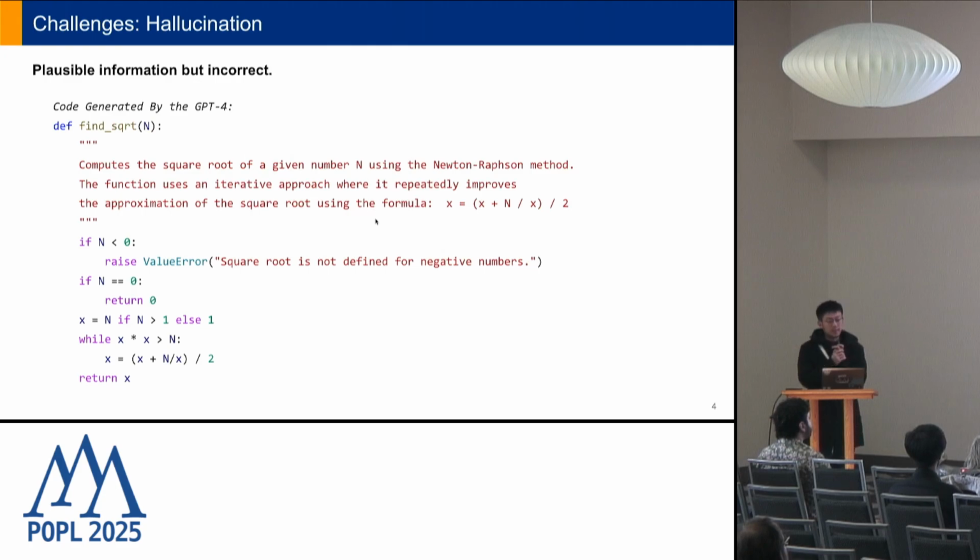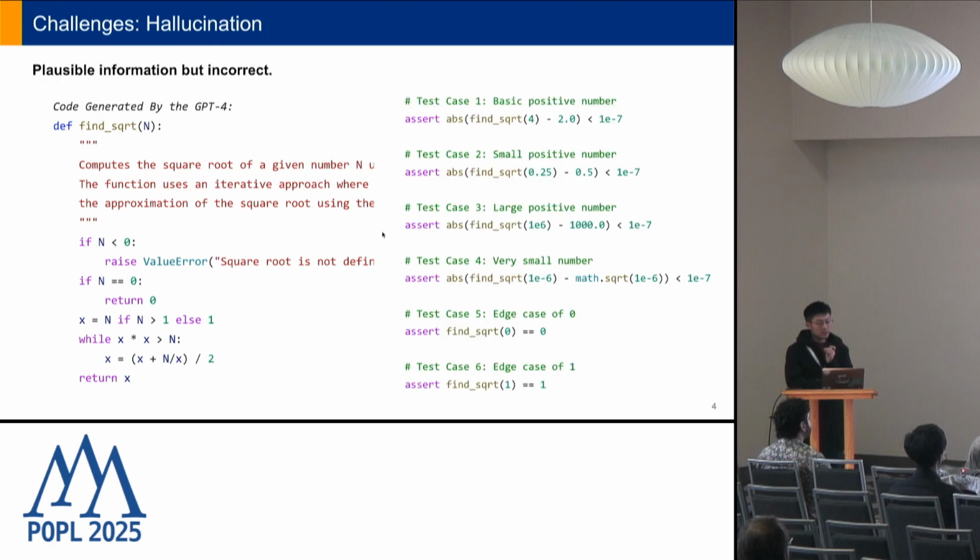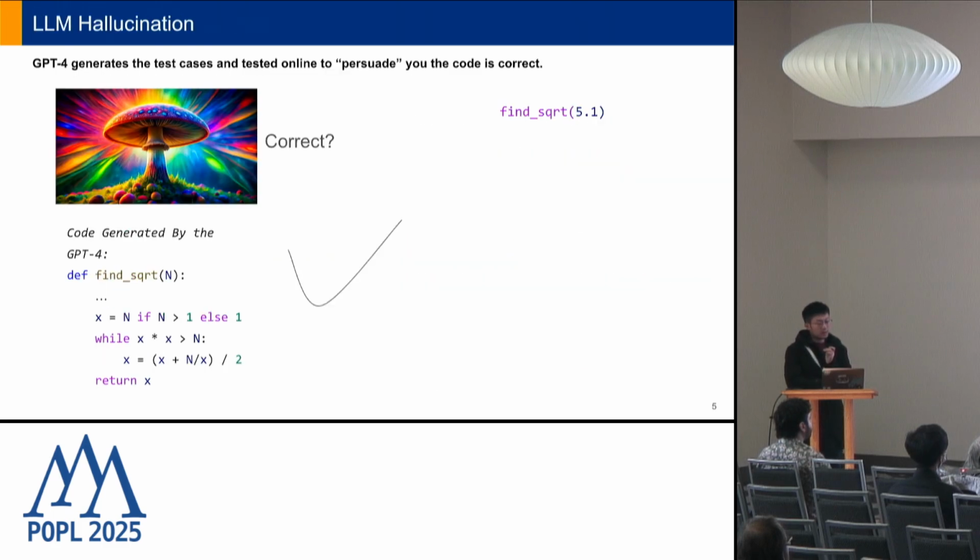But there remains a big question: GPT suffers from hallucination problems. Hallucination means that it generates plausible but incorrect information. For example, for a very basic algorithm like finding a square root, GPT-4 will generate an algorithm like this, and it will also generate test cases, test it online and say that all of them pass. But it still remains a question whether this is a correct algorithm. It generates the test cases and persuades you that the code is correct.